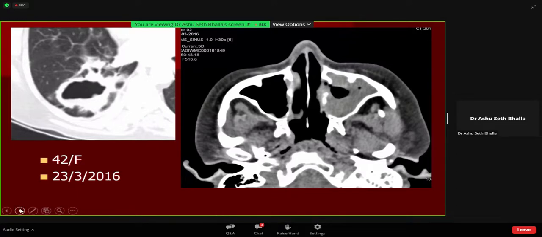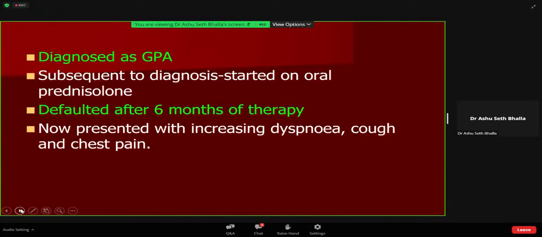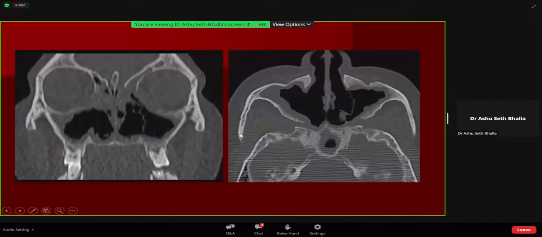This was in 2016. Patient was diagnosed and treated as a GPA, and after 6 months of therapy subsequently returned to us with increasing dyspnea, cough, and chest pain. What I wanted to show you was that what looked like an innocent CRS is in this case one where all the septum are destroyed and you get atrophic rhinitis and all the problems which come with atrophic rhinitis, basically an immense amount of crusting and a foul smell which comes associated with this disease. This is what GPA results in if it is not controlled in time.